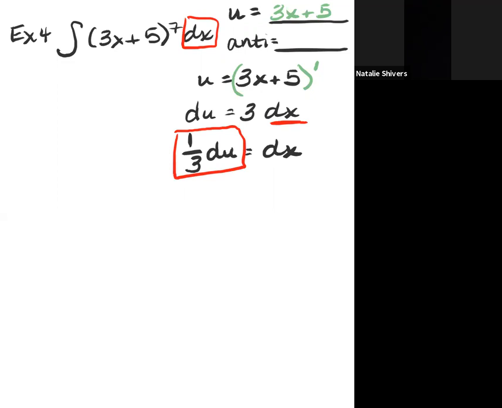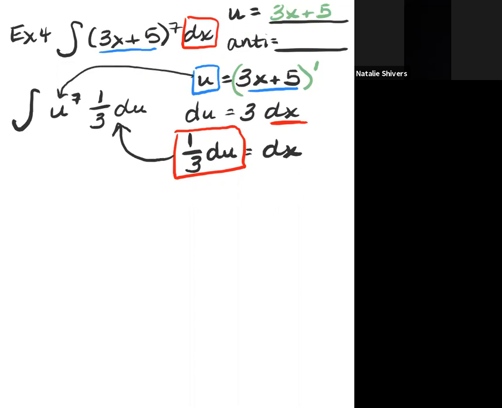The other thing we're substituting in is u. We just said u equals 3x+5, so we're going to substitute u in as well. So we still have the integral. We're going to get u to the 7th, 1/3 du. Here's this piece that got substituted in, and here's the u. The integral is only used when there's a dx or a du. Once we do the next step, then we're done.